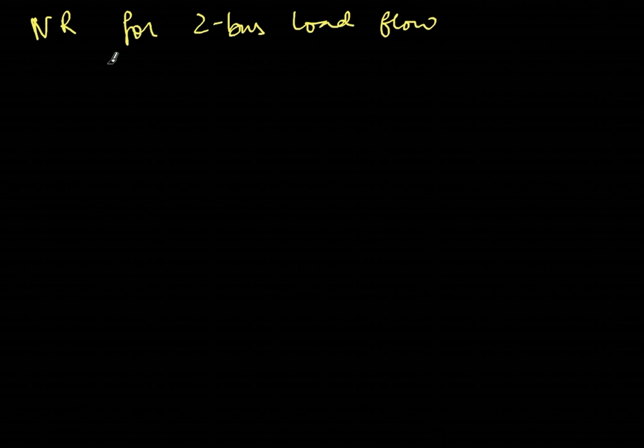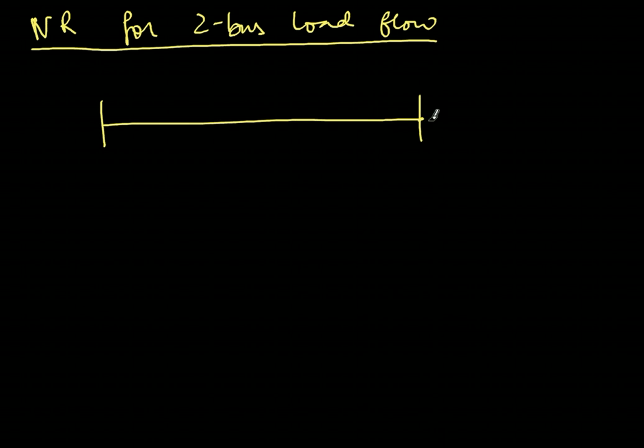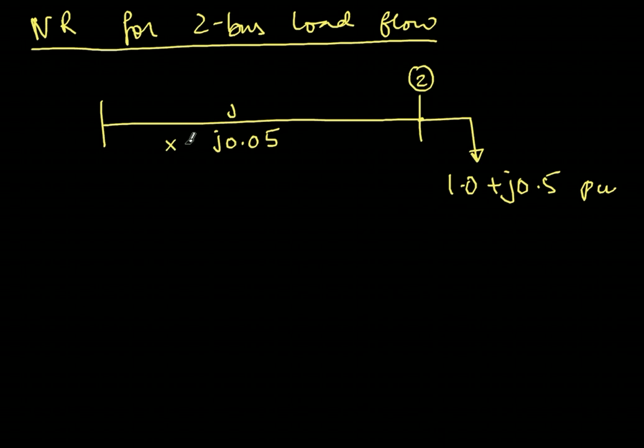Now in a 2-bus system, it is very basic. So let me explain the system. The system has bus 2 with a load of 1.0 plus j0.5. So this is the per unit load. And the impedance of the line is j0.05. So this is the reactance of the line. So the admittance of the line will be minus j20, just the reciprocal of this.